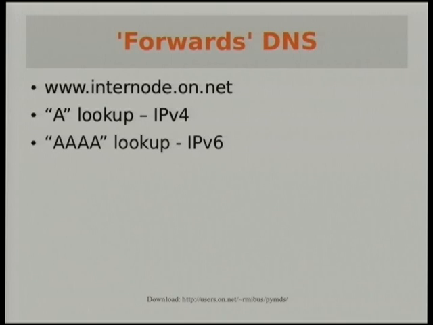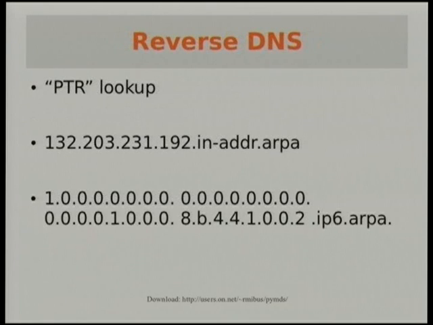And I'd love to have been a fly on the wall when the decision was made to call it quad A. I presume it's to do with the fact that an A record returns 32 bits and a quad A returns 4 times as much, 128 bits. I'm sure there's more to it.